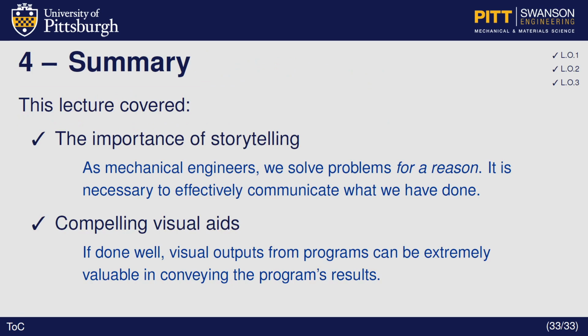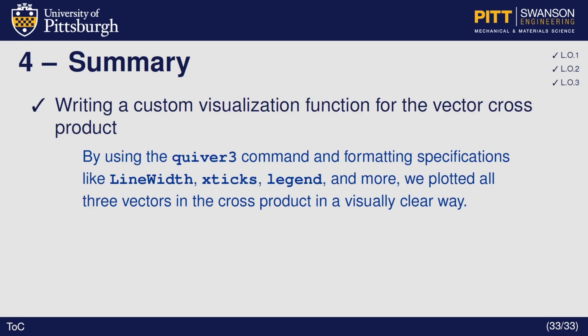In summary, as mechanical engineers, we solve problems for a reason. It is necessary to effectively communicate what we have done. If done well, visual outputs from programs can be extremely valuable in conveying the program's results. By using the quiver3 command here and many formatting specifications like LineWidth, xticks, and legend, and a bunch more, we plotted all three of the vectors in the cross product in a visually clear way.